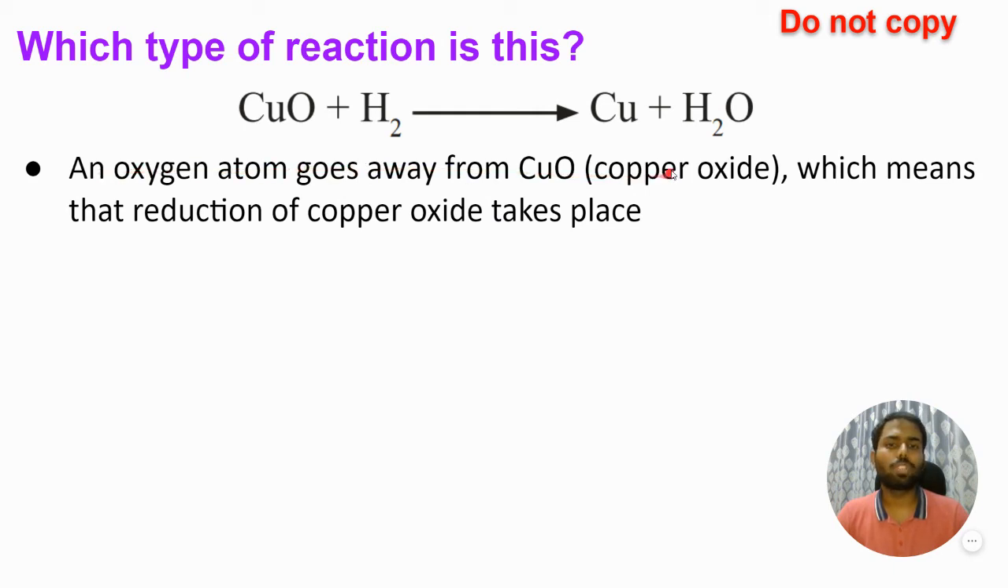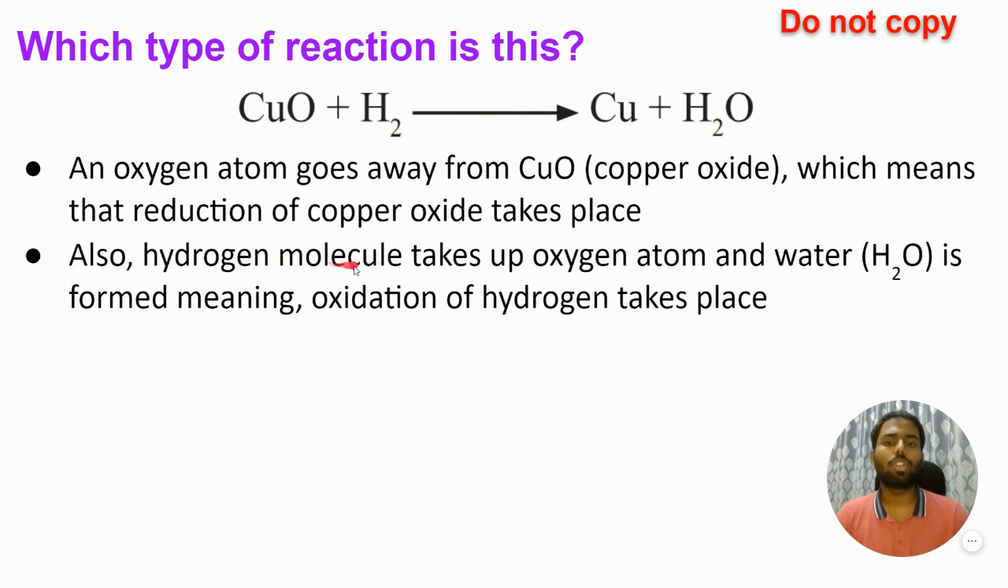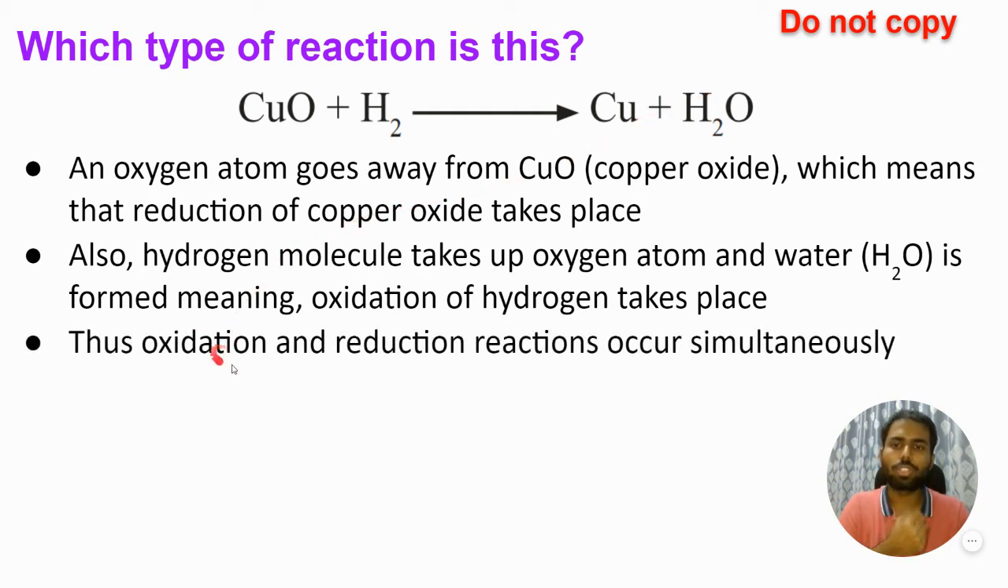An oxygen atom goes away from copper oxide. Oxygen atom copper से चला गया. That's why it is reduction. Oxygen जब lose होता है तब reduction बोलते हैं. But at the same time, हाइड्रोजन मॉलिक्यूल takes up oxygen. हाइड्रोजन के पास पहले ऑक्सीजन नहीं था, फिर बाद में ऑक्सीजन ले लिया हाइड्रोजन ने. तो जब भी हाइड्रोजन ऑक्सीजन के साथ combine होता है, it is called an oxidation reaction, right? So oxidation and reduction occur simultaneously, दोनों साथ में हो रहा है, okay?